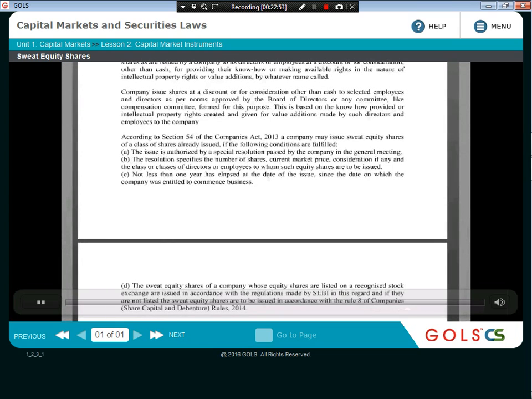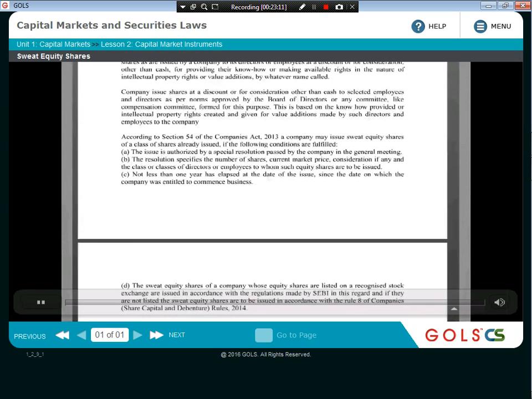So the incentive for the employee is, the market price today is say X rupees. If I work hard in the next 2 years or 3 years, after 2 years or 3 years, even if the market price increases 10 times, I am still getting it at 100 rupees. So that is the incentive for the employees. So these are the conditions.